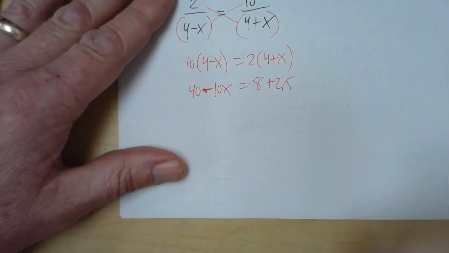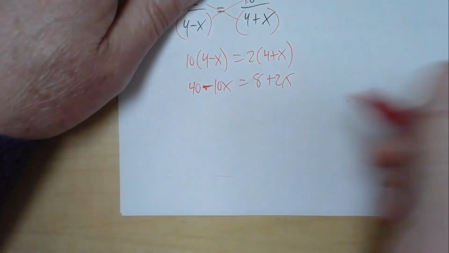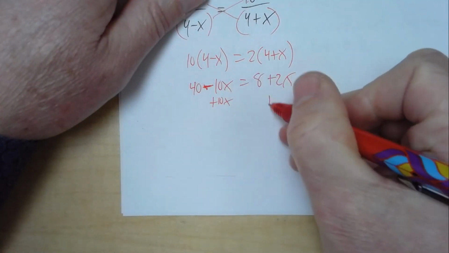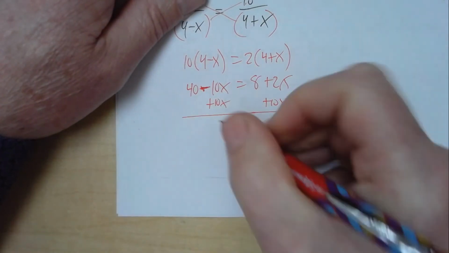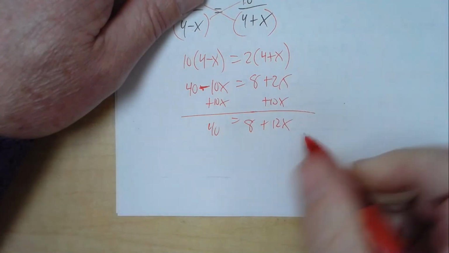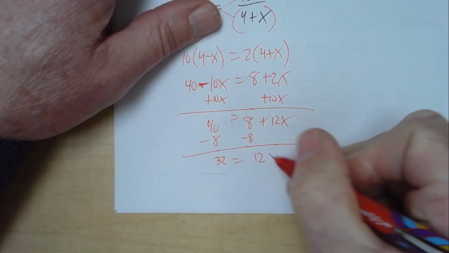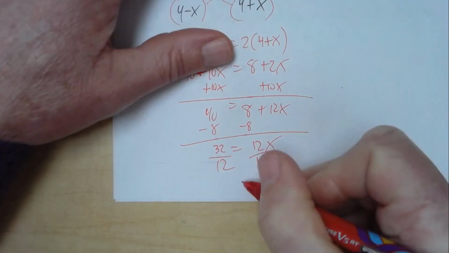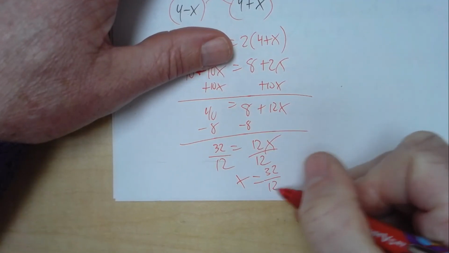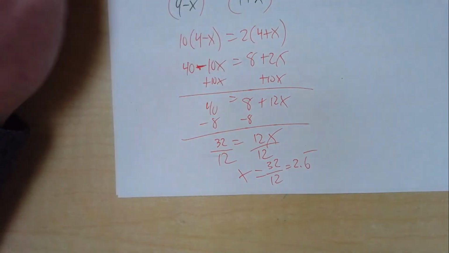Get the variables on one side, numbers on the other. So what we need to do is, I always like to move the smaller amount of the x first. So I'm going to add over the 10x. So it's 40, drops straight down, 8 plus that and that makes 12x. So we have 8, so we're going to subtract the 8 over. That gives me 32. Divide by 12, and you get x is 32 divided by 12. And that is 2.6 repeating when you divide it on the calculator.